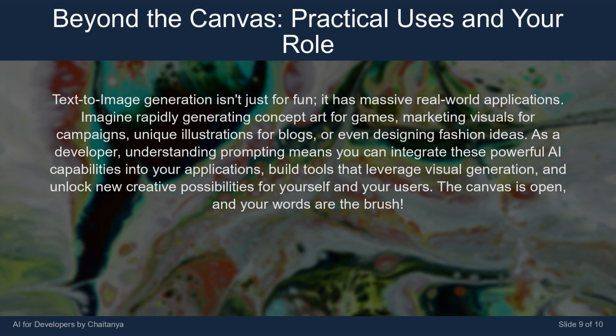Text-to-image generation isn't just for fun. It has massive real-world applications. Imagine rapidly generating concept art for games, marketing visuals for campaigns, unique illustrations for blogs, or even designing fashion ideas. As a developer, understanding prompting means you can integrate these powerful AI capabilities into your applications, build tools that leverage visual generation, and unlock new creative possibilities for yourself and your users. The canvas is open, and your words are the brush.